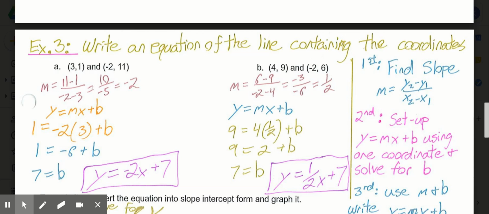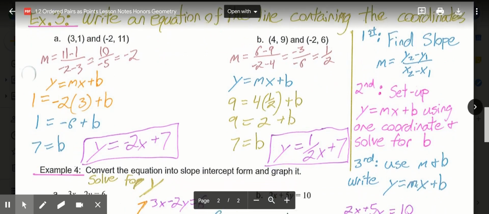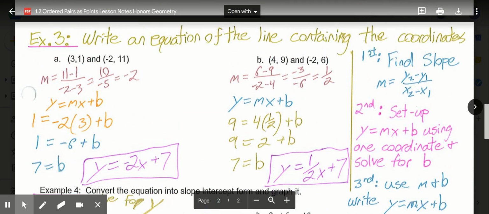So in order to write the equation of a line, I always write mine in slope-intercept form. So the steps in order to do so are 3 steps here. The first step is to find the slope. So in this case, change in y, y2 minus y1 over x2 minus x1.